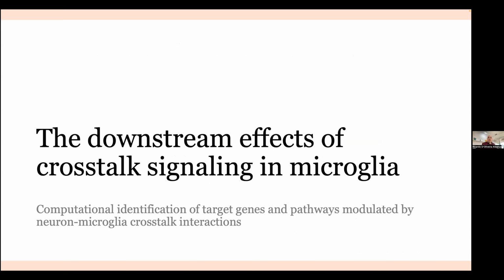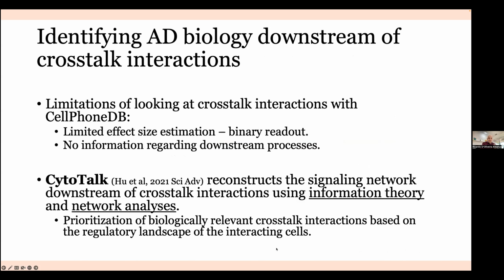So based on these results, we wanted to investigate what the likely downstream mechanisms of the neuron-microglia crosstalk are and prioritize biologically relevant interactions. So the limitation with CellPhoneDB, which was the tool that we initially used to estimate these crosstalk interactions, is that it cannot go beyond indicating these highly specific interactions. It cannot tell you what's connected to these crosstalk interactions, and cannot really give you an idea of effect size.